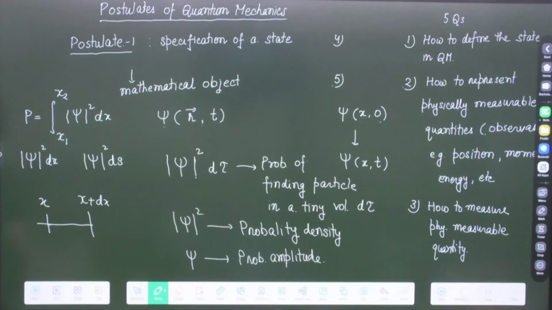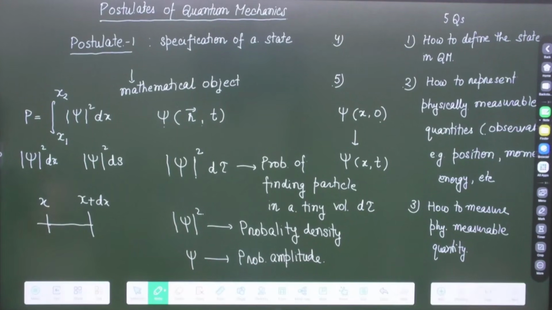ठीक है? Now, what is this? This is the probability of finding the particle in this range. Probability can have a maximum value of 1. Maximum probability कितना होता है? 1. So, if you are having a particle, automatically it will exist somewhere.